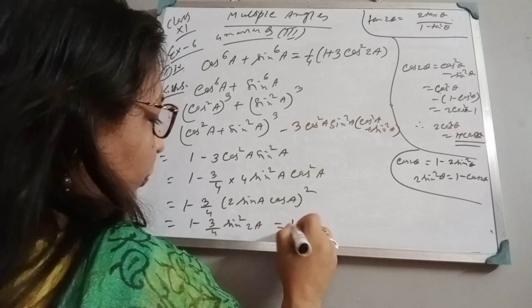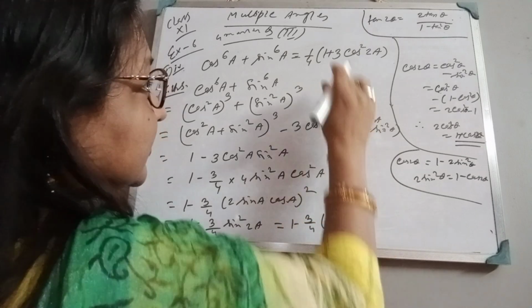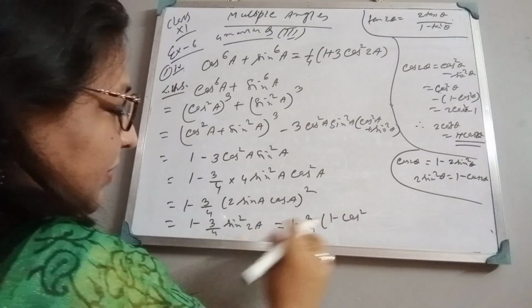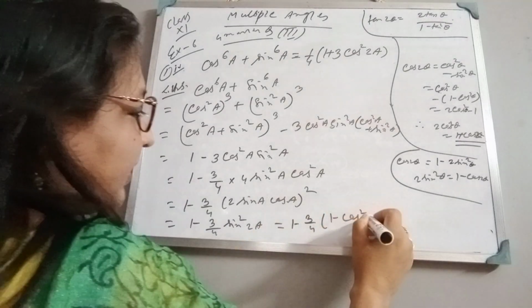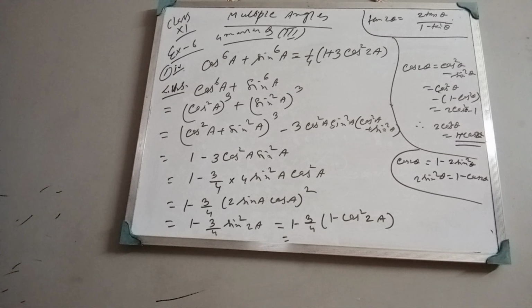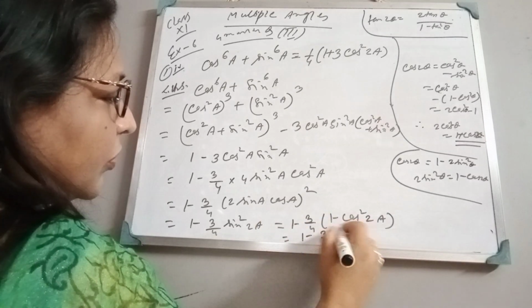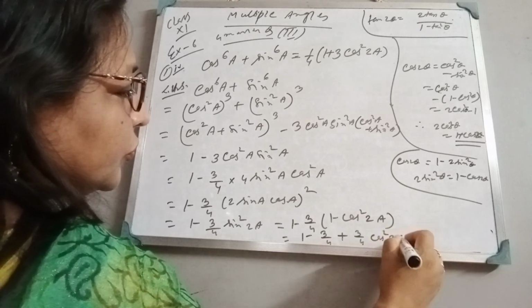Sin square theta is equal to 1 minus cos square theta. As the form is in terms of cos, let us change it in terms of cos. So instead of sin square 2A, we will write 1 minus cos square 2A. Now just expand this. Minus 3 by 4 minus minus plus 3 by 4 cos square 2A.